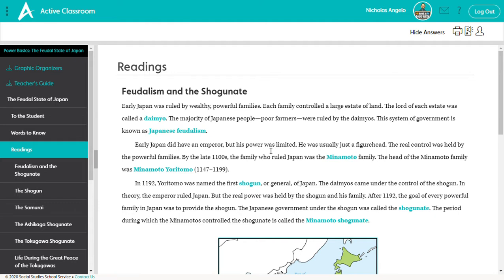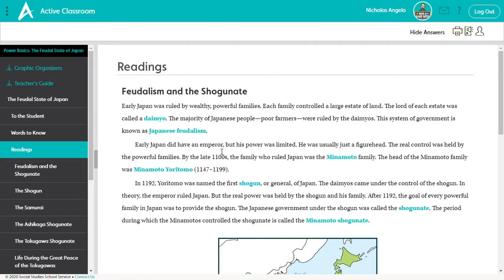This first section I'll read to you, the other ones I won't read, but I'll go over all the questions and the answers. It says feudalism and the shogunate. Early Japan was ruled by wealthy, powerful families. Each family controlled a large estate of land. The lord of each estate was called a daimyo. The majority of Japanese people, who were poor farmers, were ruled by the daimyos. This system of government is known as Japanese feudalism.